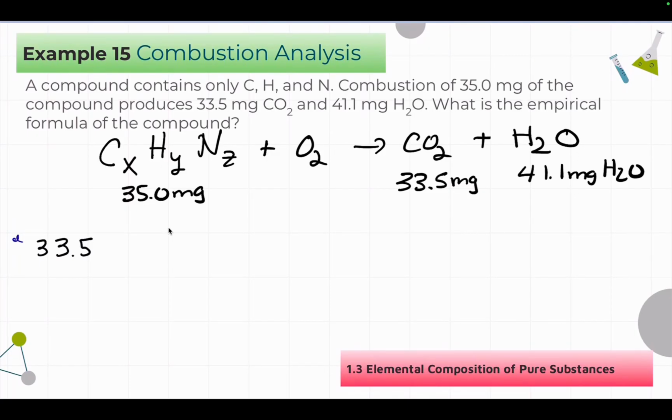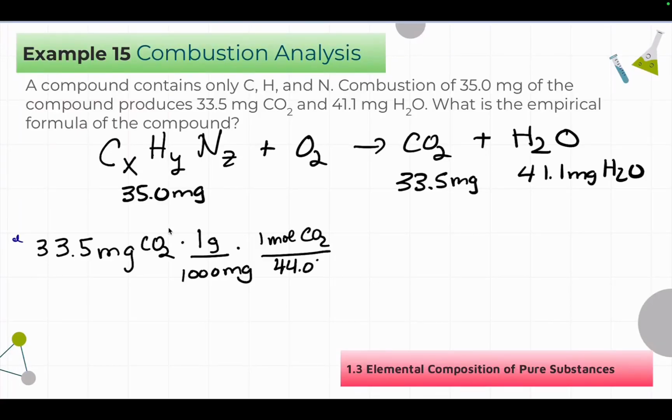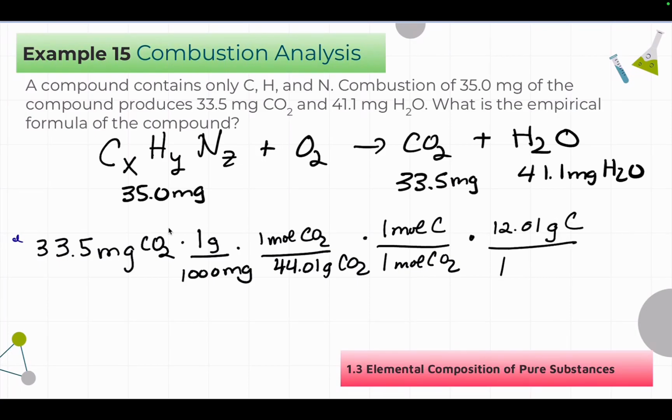The first thing I'm going to do is determine how many grams of the sample are carbon. I'm going to start with the carbon dioxide and convert this eventually to grams of carbon. I can easily get to moles of carbon dioxide, and then there's 1 mole of carbon for every 1 mole of carbon dioxide because of the formula. And then there's 12.01 grams of carbon in a mole of carbon. So this gives me 9.14 times 10 to the negative third grams of that compound are carbon.